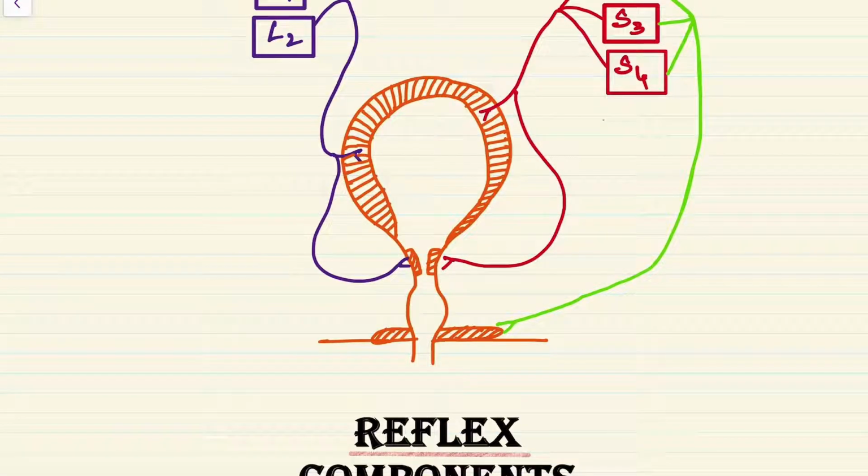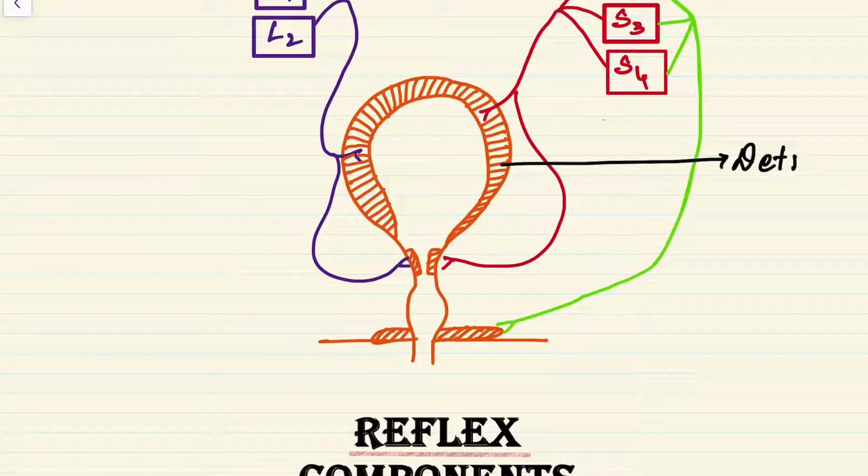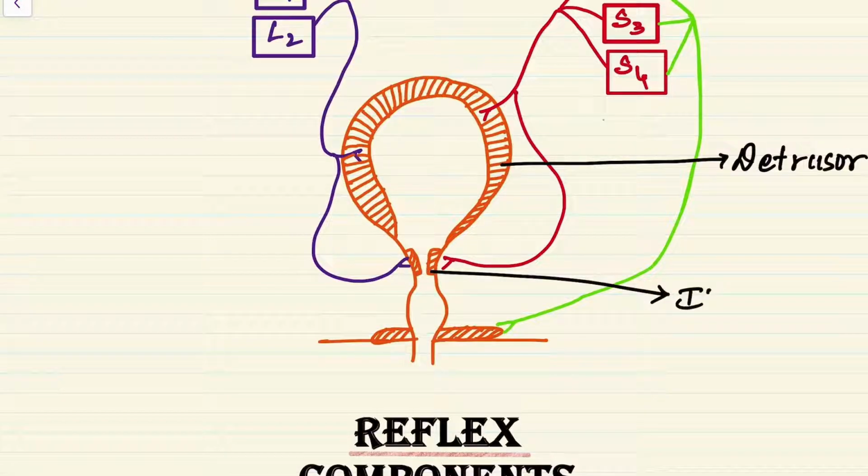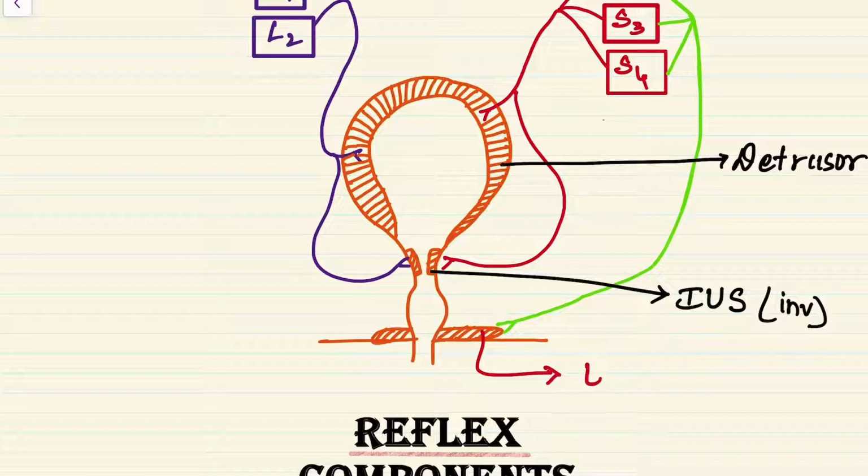This thickened muscle that you see here is called the detrusor muscle. It is an involuntary muscle. This muscle is called the internal urethral sphincter. It is also involuntary in nature, whereas this muscle is called the external urethral sphincter. It is voluntary in nature.